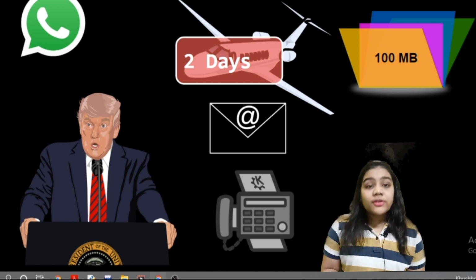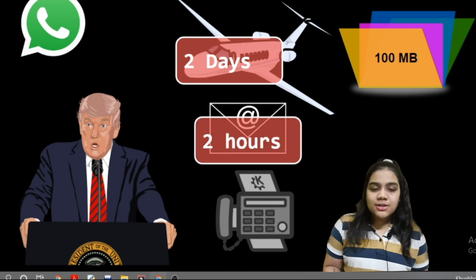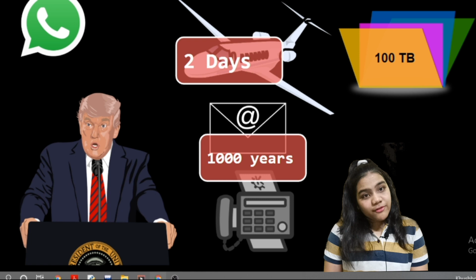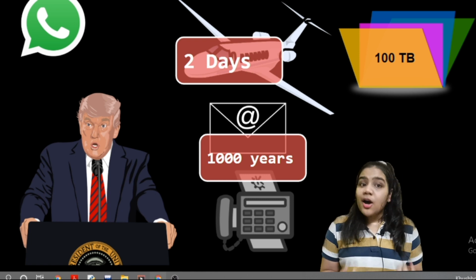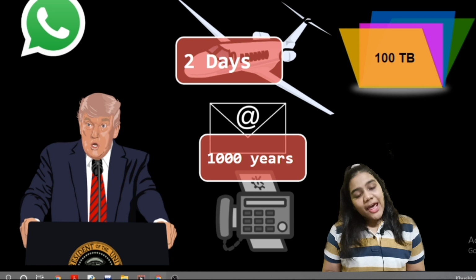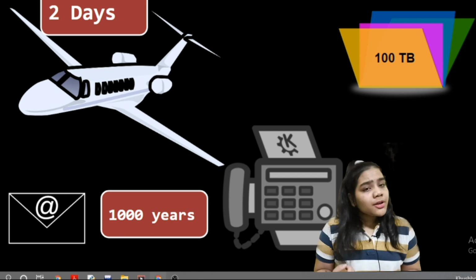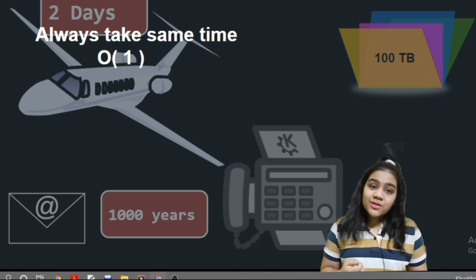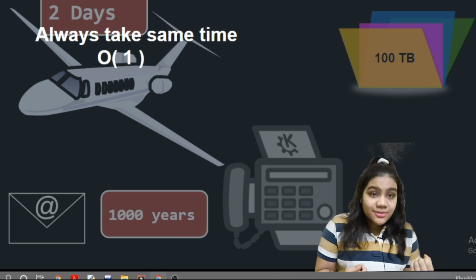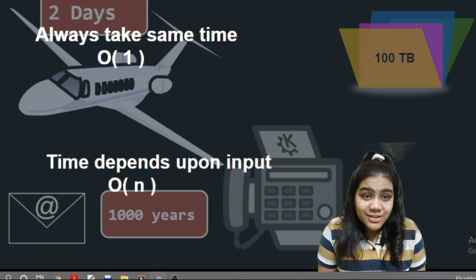If we go with an aeroplane, it will take 2 days, and if we maybe fax him, it will take up to 2 to 4 hours. So we will fax him basically. But now if the files are 100 TB, then what can we do? Then our fax machine will take thousands of years. Obviously we will go with the aeroplane. It will take 2 days only. So we noticed that the aeroplane always took 2 days, whereas our fax machine or mail took time depending upon the input. That's why our aeroplane was doing its work in O(1), the constant complexity, and our mail and fax machine were doing the work in O(n), that is, it depends upon the input. So I hope this is much clearer now.